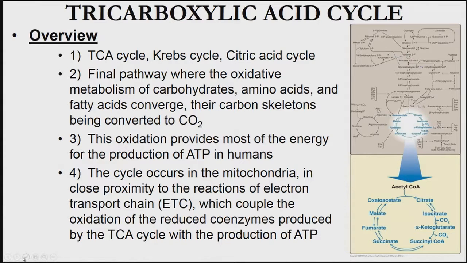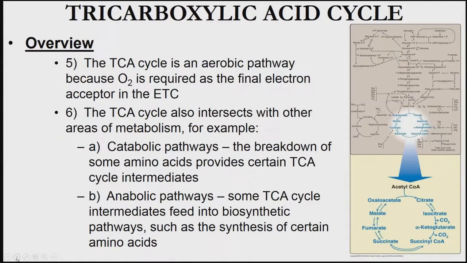And so ultimately, when we go through the TCA cycle, we produce these reduced intermediates. We're going to send them to the electron transport chain, and we're going to oxidize them through there. And I'll show you how that actually produces ATP. TCA cycle is an aerobic pathway, okay? At the end of the electron transport chain, you're going to have oxygen, okay?